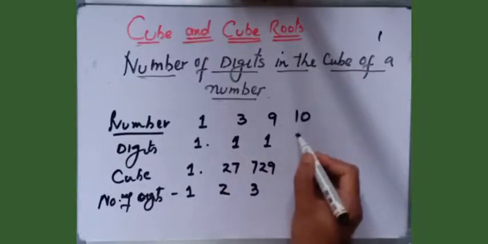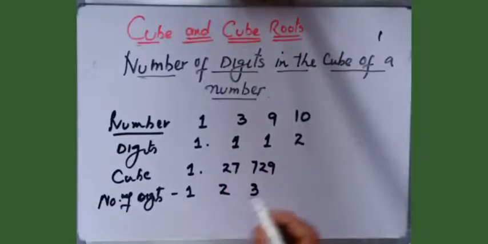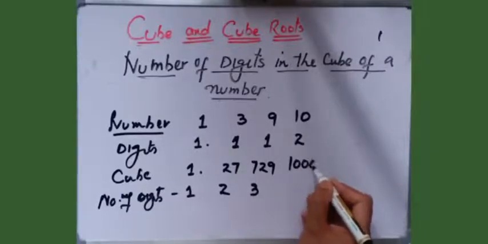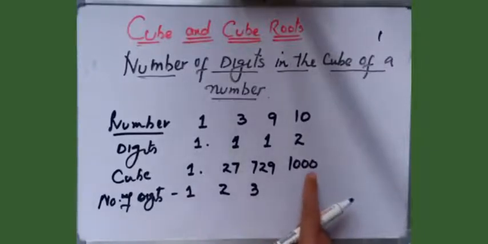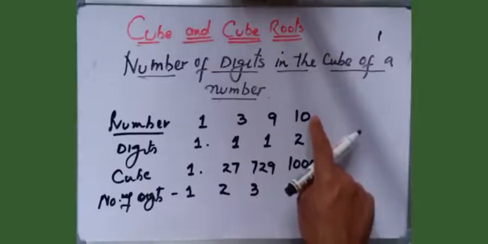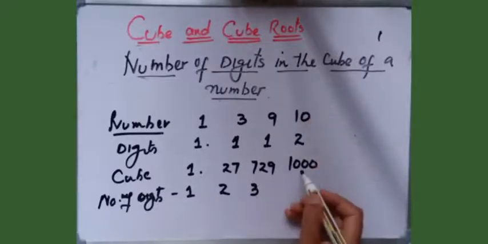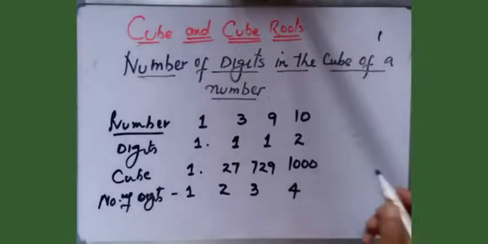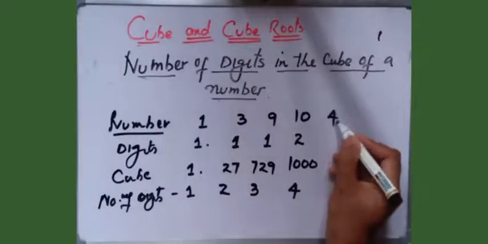The number of digits in this number is equal to 2, right? And what's the cube of this number? 10 into 10 into 10, that's equal to 1000. You can say that 1000 is the perfect cube of number 10. What's the number of digits? That's 4, right? Say take another example, say 45.